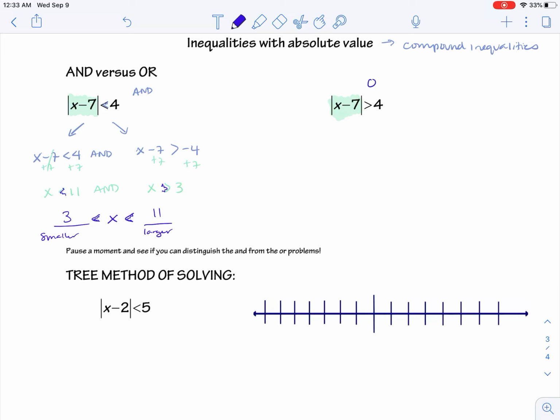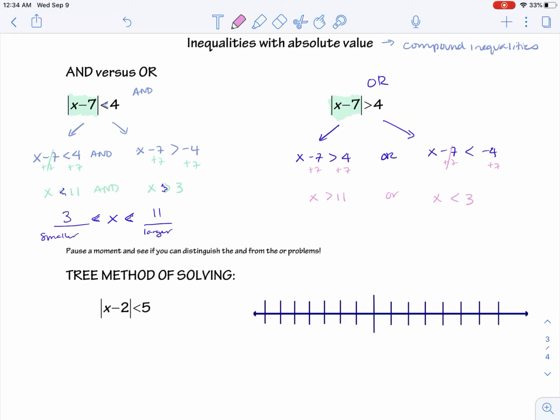So let's set up this or statement. And again, you have to write the word or, or it doesn't actually mean anything. X minus 7 is greater than 4, or we're going to solve for its opposite. So we're going to hit this with a -4. So I'm going to flip the direction of my sign. And I'm going to solve for both of those. So let's add 7 again to both sides. And we're going to get that x is greater than 11. Or, and add 7, x is less than 3.